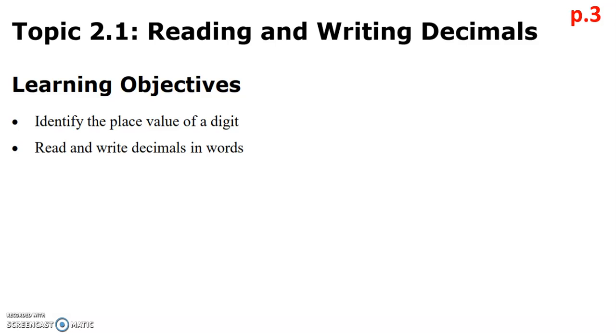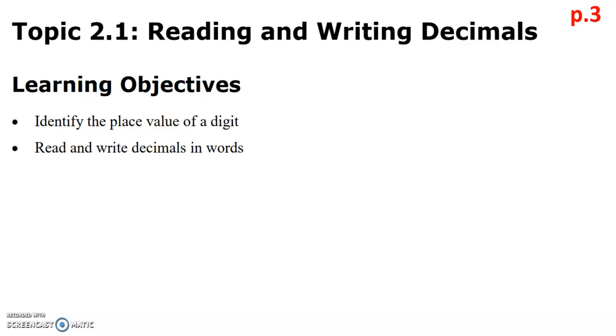Hello, today's topic is 2.1, Module 2. We're starting with reading and writing decimals. Today our learning objectives are to identify the place values on the decimal side and also to read and write decimals. So we're going to be reading and writing in words, and we're going to be reading words and writing in numerals.